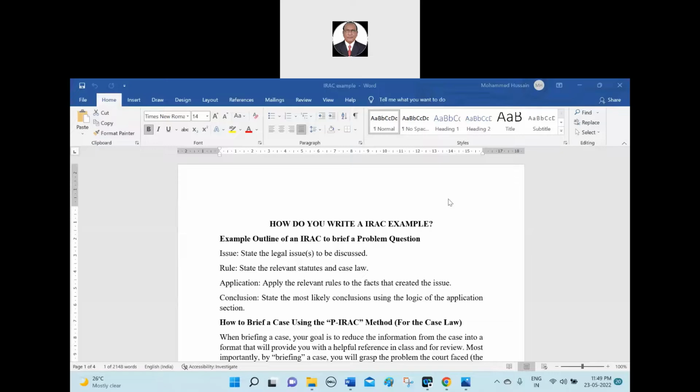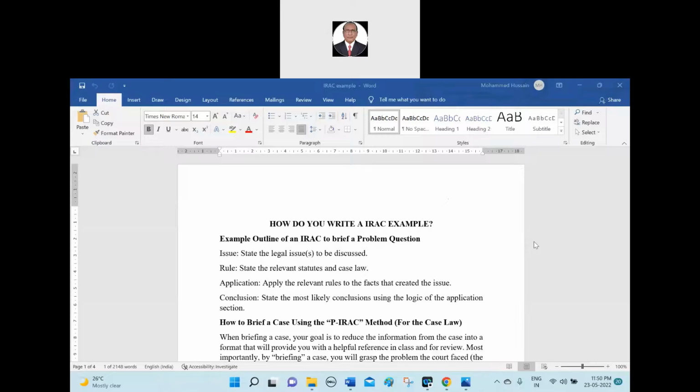I ask the question, you are giving another thing. The question is: if the problem question is given in your examination, which method do you adopt? That's my question. The answer is FIRAC. If the case law is given, which method do you adopt? P-FIRAC. Clearly say P-FIRAC. That is the method that you have to adopt.